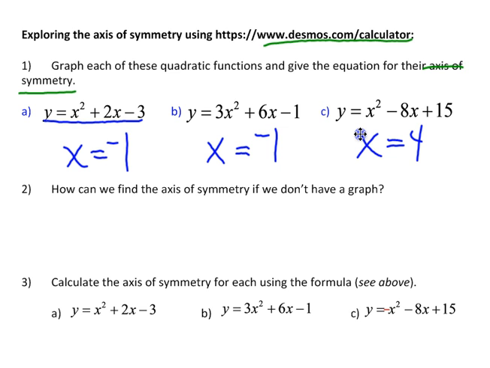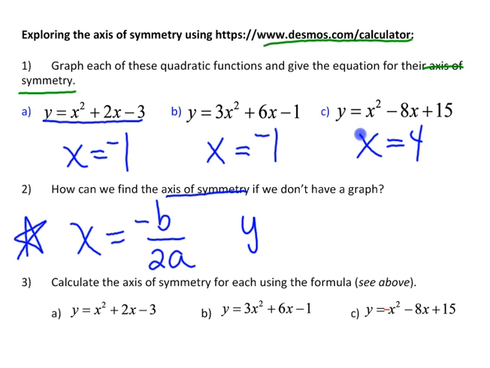Okay, what if we don't have the graph? We need another way to find the axis of symmetry, and we have a formula. The formula for the axis of symmetry is x equals -b over 2a. You want to star that. This is how we find the axis of symmetry. Where do the b and the a come from? They come from that first equation I showed you.